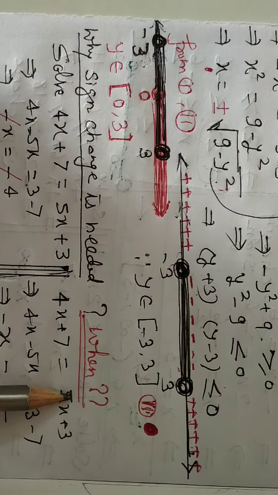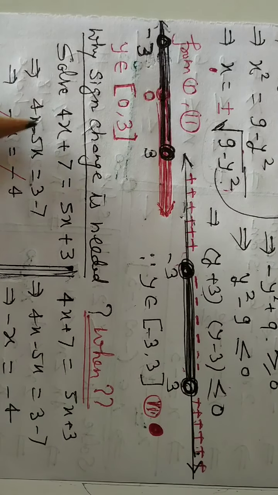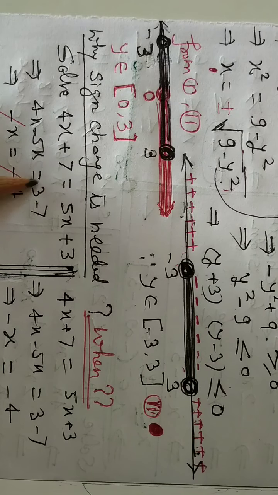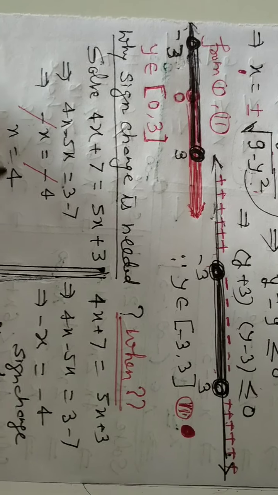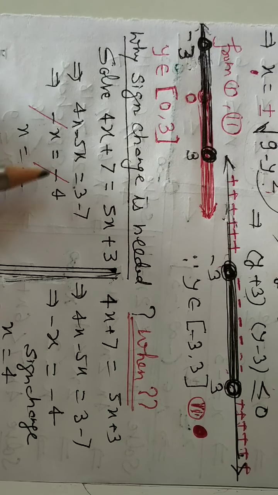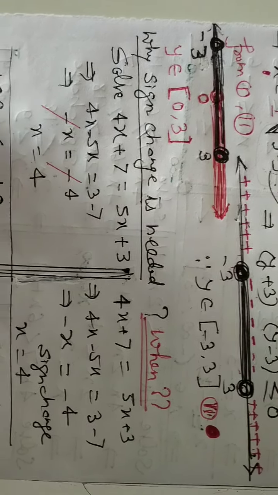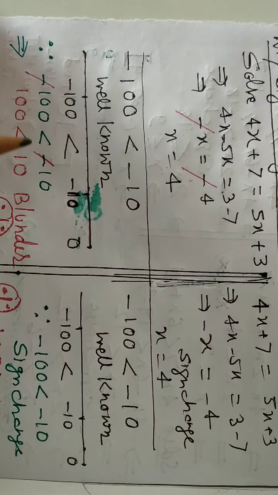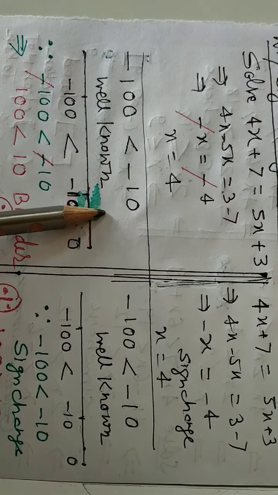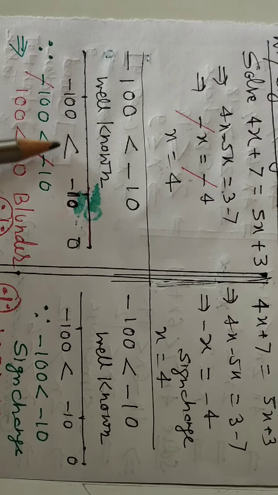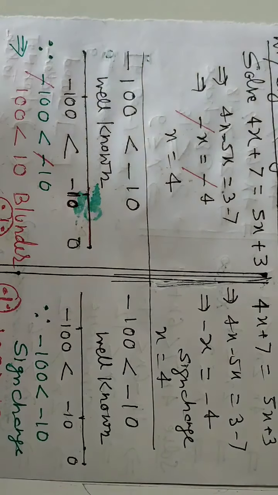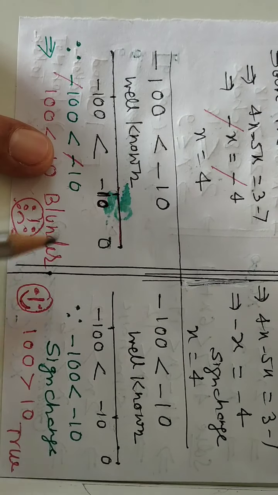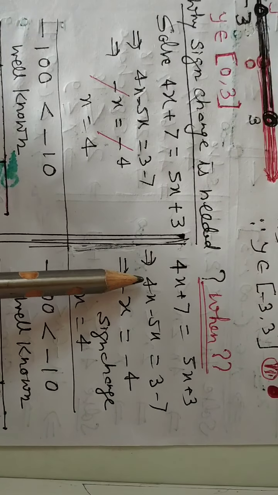Why sign change is needed and when sign change is needed. Solve this. We are generally in the habit of cutting x minus from both sides. This is wrong. This is not good. It will be harmful in the end. Just see this question. Minus 100 is less than minus 10, well known. Cutting minus from both sides, 100 is less than 10. Blunder, and you have got the wrong answer. So what is better? The sign change is better.